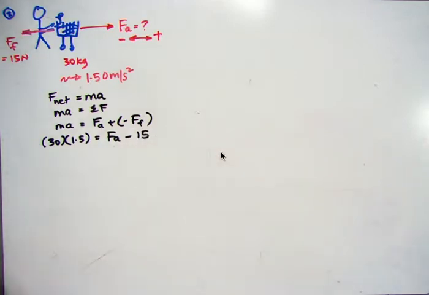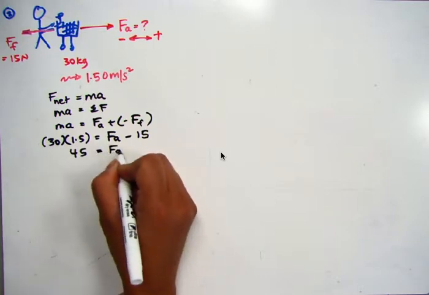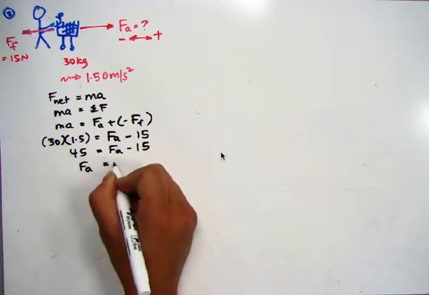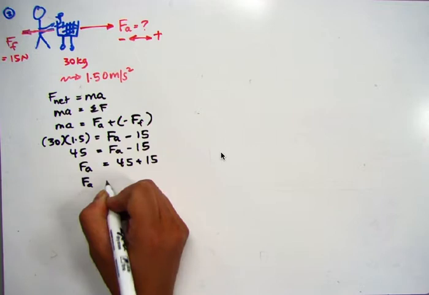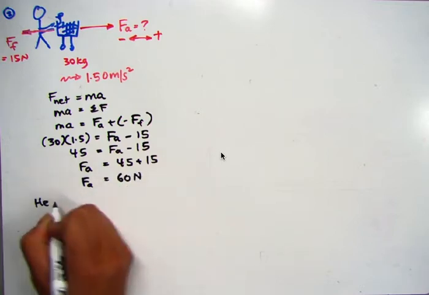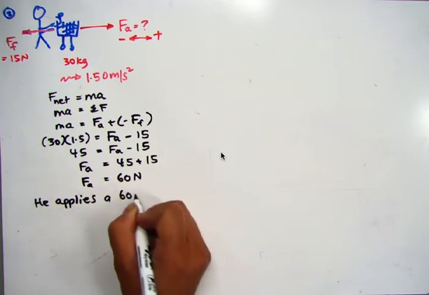And then doing the math, we get 30 times 1.5 is 45 equals FA minus 15. So FA equals 45 plus 15. The applied force is 60 newtons. So he applies a 60 Newton force.